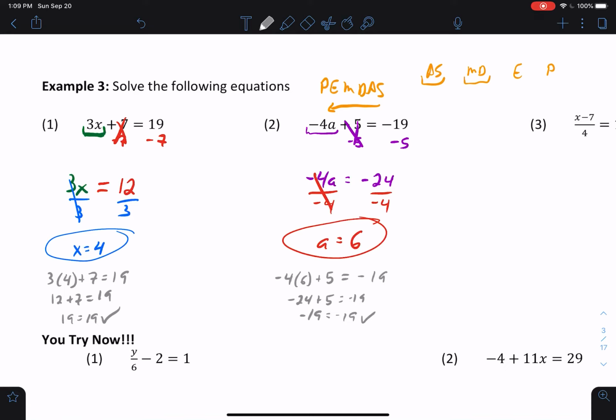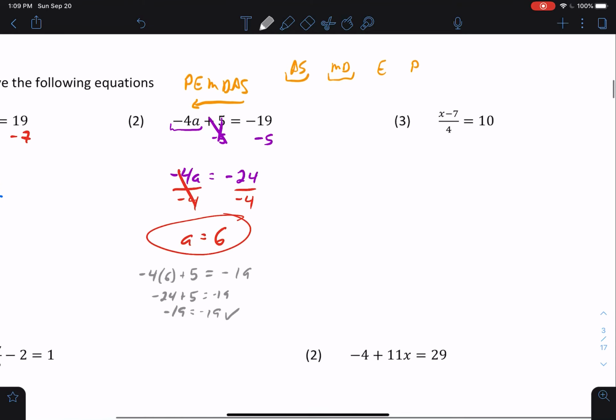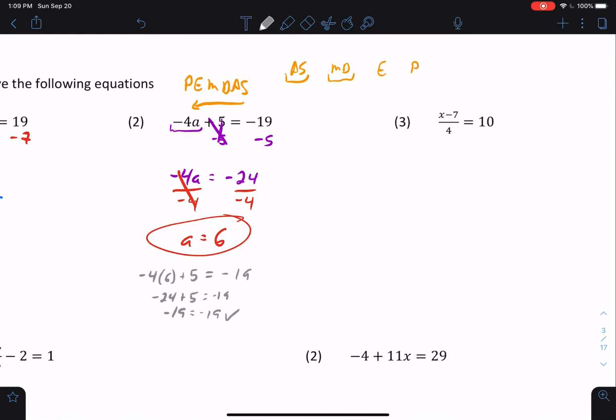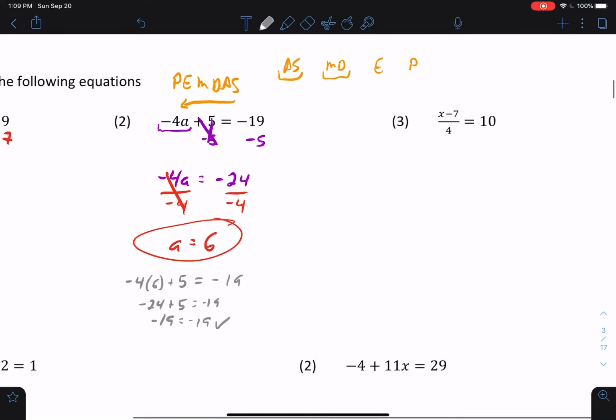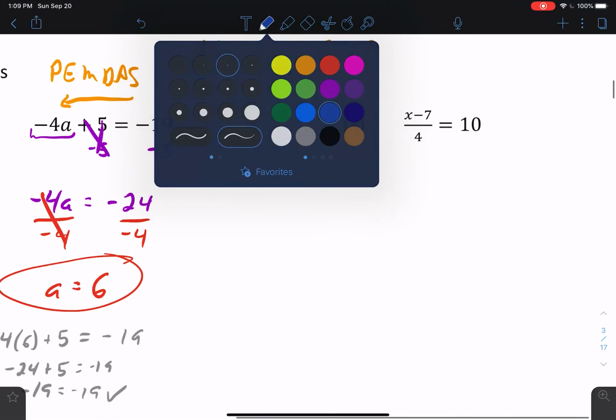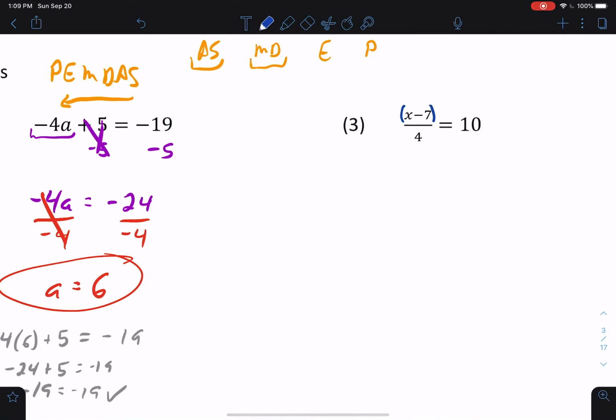And then last up, we've got number 3. What's happening in number 3? Well, I've got x minus 7 on top divided by 4 equals 10. So I have an entire numerator that's being divided by 4. When I see that, I want to treat this numerator like it's got parentheses around it. So I actually want to get x minus 7 by itself, which means I need to get rid of the 4. To get rid of the 4, I'm going to multiply both sides by 4.